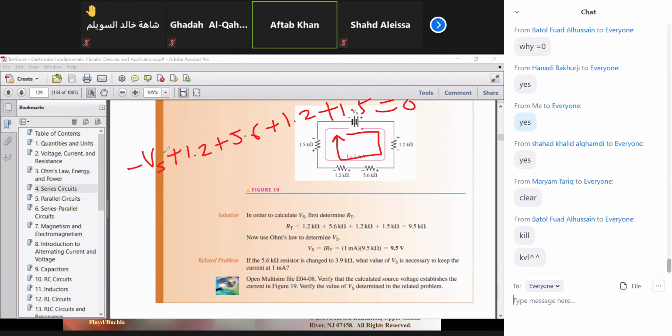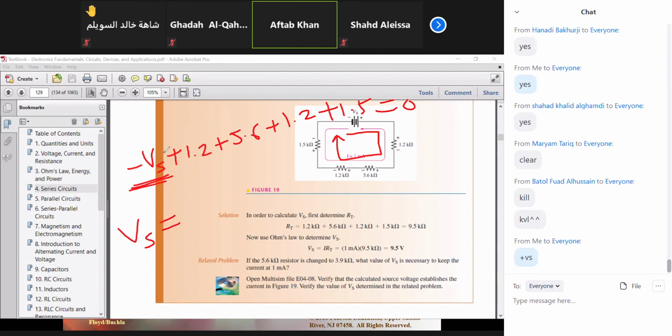So now the current is given already, 1 milliampere. What I need to do is simply Vs, because it is minus, everything will go to the other side now. I can just add it: 1.2, 1.2, 2.4, and that makes 9.5. And by the way, I cannot write 1.2 only. It should be with the I, because it is a voltage. Okay, I just forgot to include the I.